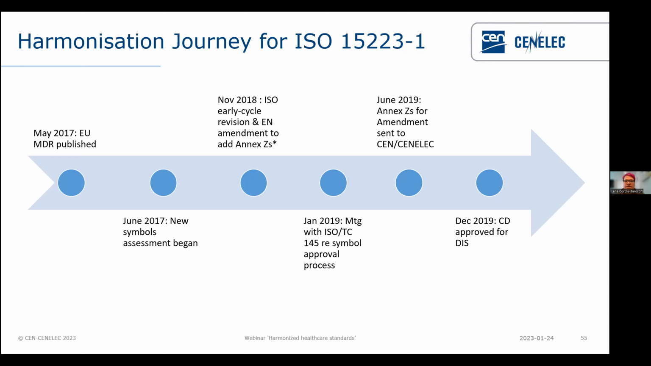We had some discussions with ISO TC 145 regarding the symbol approval process, which caused some hiccups along the way, but that really didn't have anything to do with the harmonization process. And then we submitted the Annex Zs, so that would have been Annex Z, C, and D. We sent them to CENELEC for approval. It wasn't until December 2019, however, that we got approval. The CD was approved for the DIS stage.